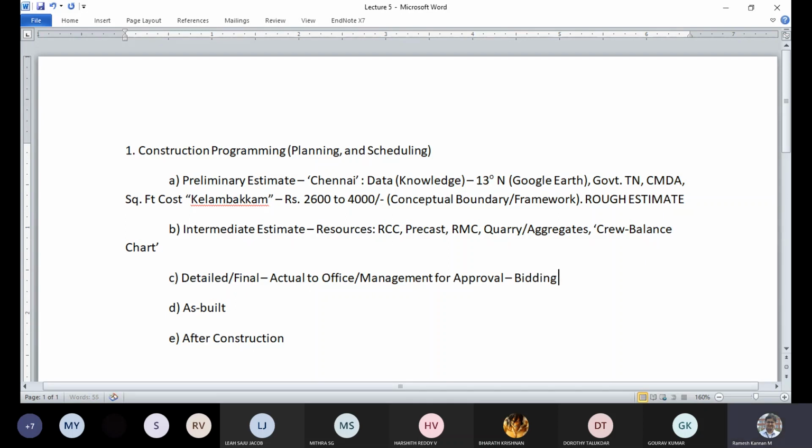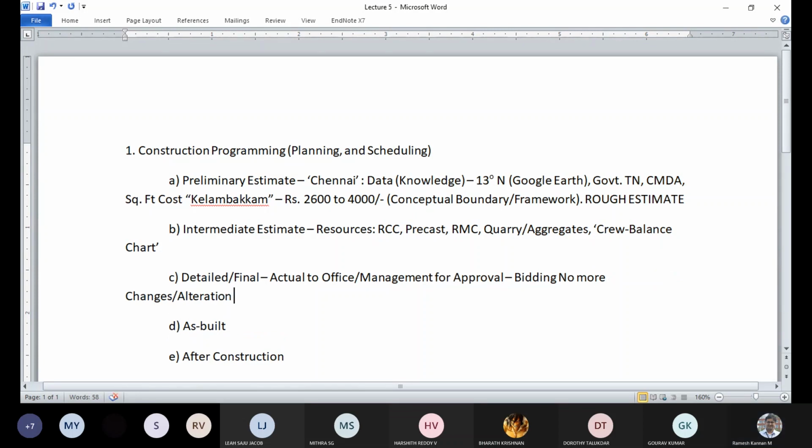So no more changes or alterations can be done once you finalize or freeze this. So this is typically the detailed, final estimate, right?